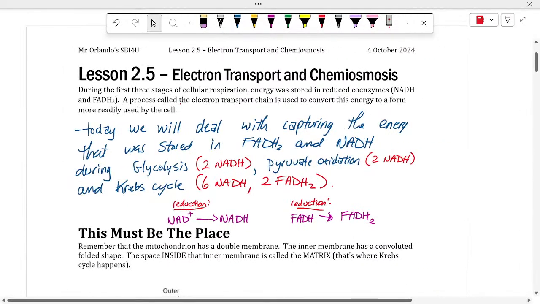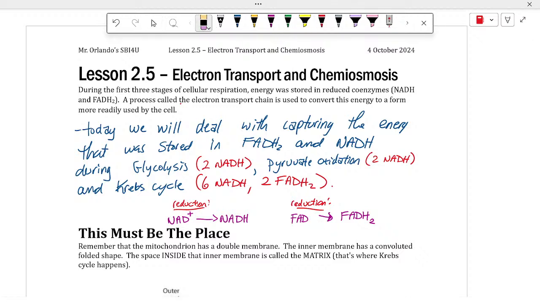The cycle thing says it's FAD to FADH. Oh, yes, sorry, it is. I do that sometimes. Yeah, this one has a 2 on it. The NADH doesn't. Thank you.